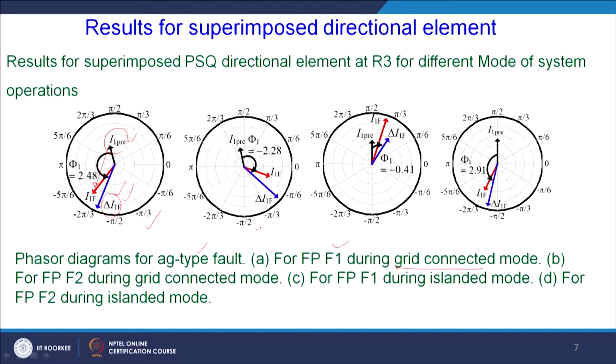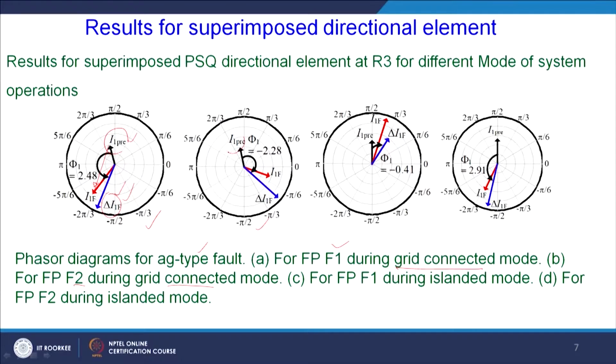Now, if we come to the second figure, that is for the fault position F2 during the grid connected mode of operation of the microgrid system. Here it is just the opposite case. Because we are taking the grid mode of operation, I1 pre is going to be constant. This is basically the power flow direction. That is why the phasor position of I1 pre is going to be constant, whether it is for F1 position or F2 position, as in the previous case.